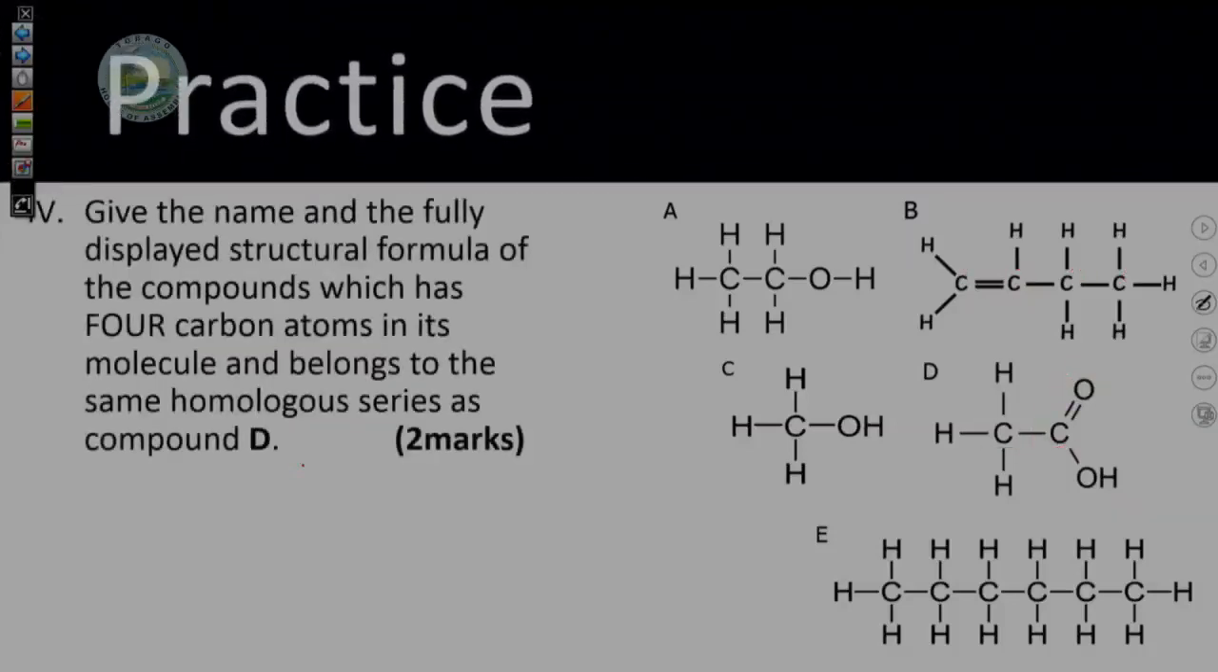Moving on again. Give the name and the fully displayed structural formula of the compound which has 4 carbon atoms in its molecule and belongs to the same homologous series as compound D. All right, so compound D. The question is asking us to give the name and the fully displayed structural formula of a compound that has 4 carbons and belongs to the same homologous series. So if it has 4 carbons and belongs to the same homologous series as D, we know it's going to have an ending which is anoic acid.